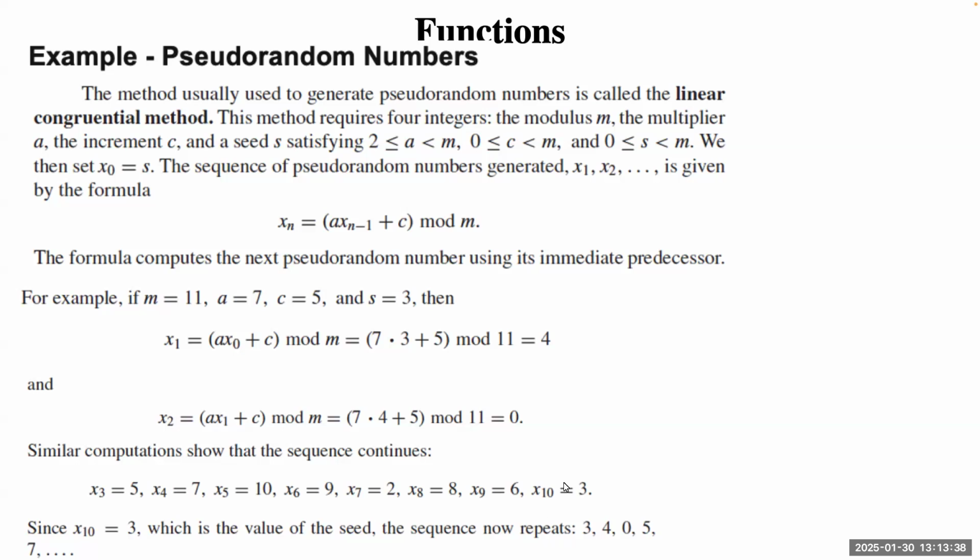x10 is 3. Notice on the 10th one, I got 3, which is the same as my seed was. So if I keep going, it's just going to replicate. The next one will be 4. The one after that will be 0, 5, 7, 8, back up to 10. Okay. So there's no point going any further. Thus the sequence repeats 3, 4, 0, 5, 7, etc. Okay. But you've got that many. You've got essentially 9 random numbers there, or 10 random numbers generated. Okay.